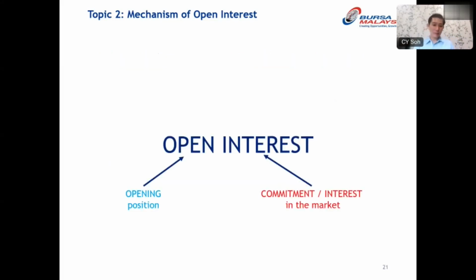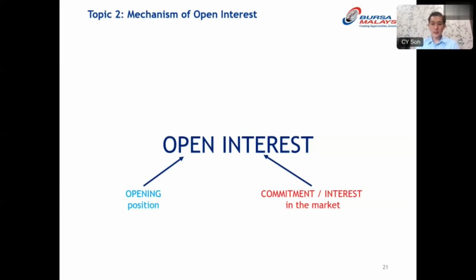In very simple English, open interest is the total number of contracts that have not closed yet. Open means opening a position, and interest means you're interested in a particular market direction. For example, if the market is going up, you will be opening a long position. It also means you have a commitment in the market.